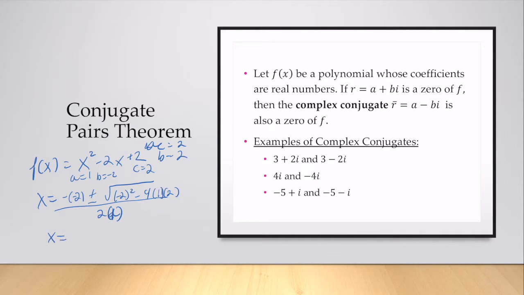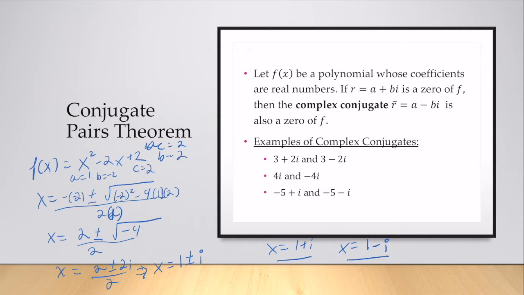So I'd get x is 2 plus or minus the square root of negative 4, because it's 4 minus a positive 8, negative 4, over 2. So I get x equals 2 plus or minus 2i over 2. So x equals 1 plus or minus i. So that means x equals 1 plus i and x equals 1 minus i. And these are conjugates. So here's some more examples of complex conjugates.